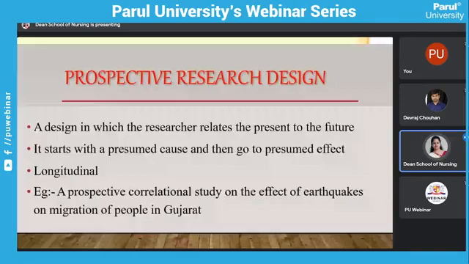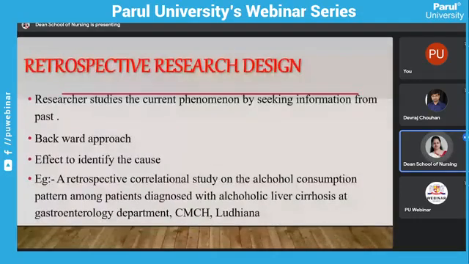Retrospective, here the researcher studies the current phenomenon by seeking information from the past. That is backward approach. Here, the effect is used to identify the cause, why it is happening. Example, a retrospective correlation study on the alcohol consumption pattern among patients diagnosed with alcoholic liver disease at gastrointestinal department, Ludhiana.